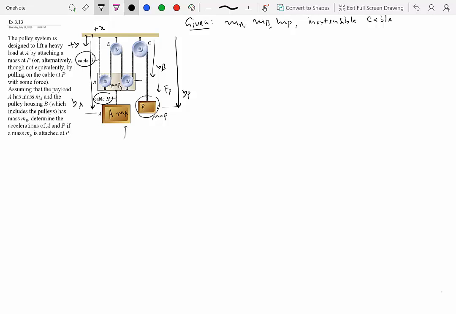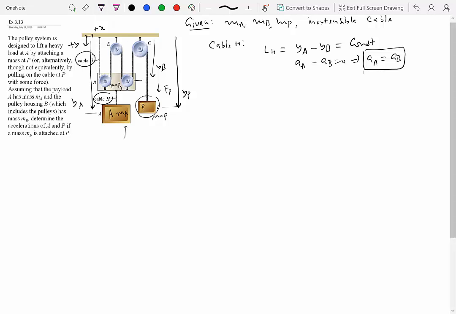All right, so we have two cables. So let's start by writing the length of each of those cables. So cable H has a length, let's say L sub H, and that is equal to YA minus YB, right? And that's constant, so we can differentiate it twice, and I will get acceleration of A minus acceleration of B equal to 0, which means acceleration of A is same as acceleration of B. And that's not surprising, right? Because A and B are kind of rigidly connected with each other if you assume cable H is inextensible.